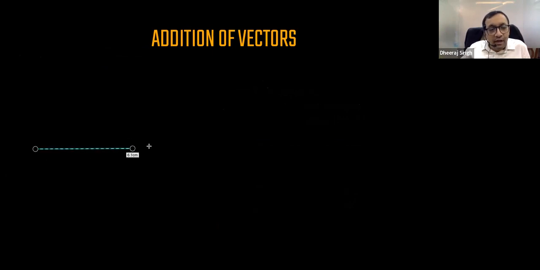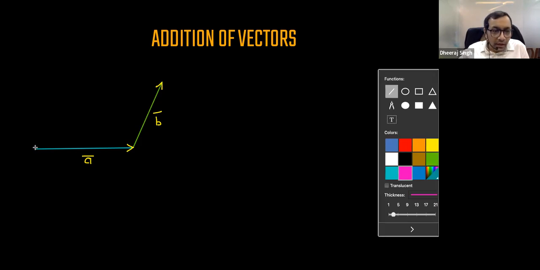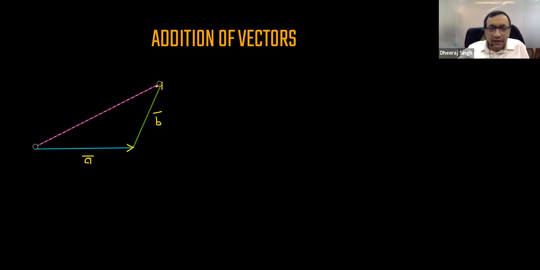Suppose there is a vector like this. This is vector A. Okay. There is another vector like this. This is vector B. All right. What is there, that this pink vector that you see here, this one, is actually the sum of the two vectors. Now, why it is a sum of the two vectors, we will understand by taking an example, by taking displacement as an example.